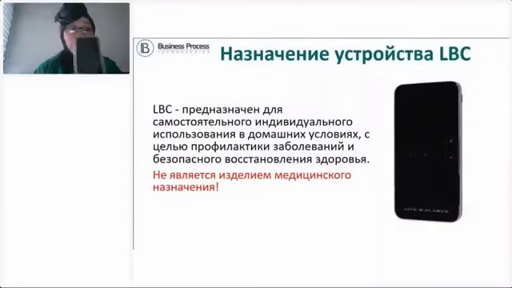LBC is intended for individual use at home, in order to prevent diseases and safely restore health. It is not a medical device. Therefore, you can use the device at home, without additional medical education or skills. You will receive all the necessary knowledge within the framework of our school, as well as in Lifestyle Business Process Technologies, section, Knowledge. The device has ready-made complexes developed and tested by doctors and scientists.